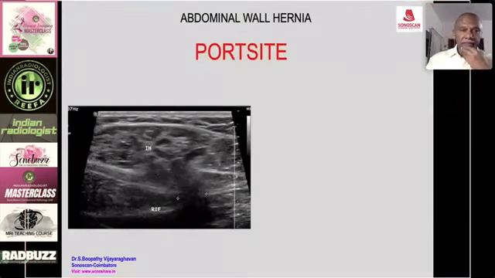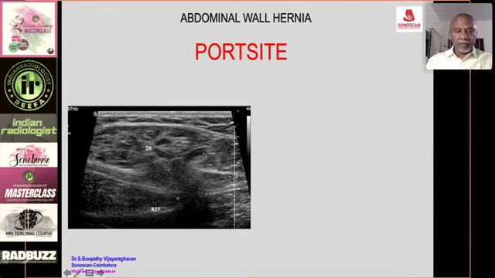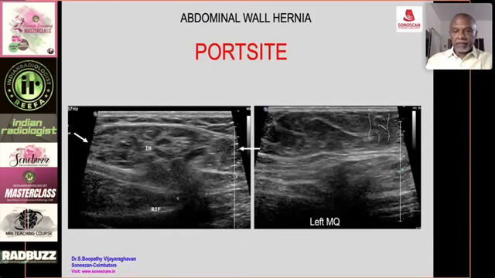Now next abdominal wall hernia is port site hernia. Now following laparoscopic port insertion, there may be hernia through the weak spot here. So that is the defect, and you get the port site hernia containing omentum. Now this is in the left mid quadrant. There again a port site hernia.